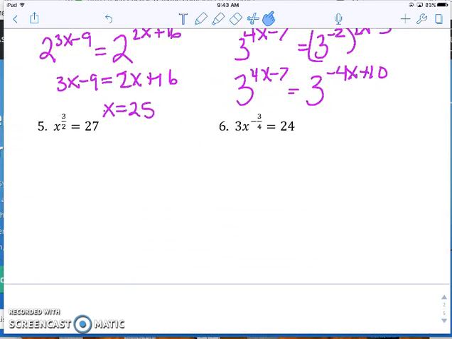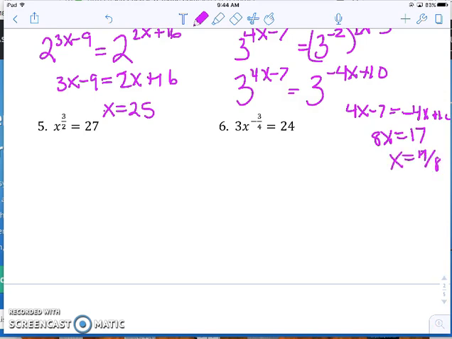So bases are the same. So now we have 4x minus 7 equals negative 4x plus 10. So if we solve this, let's see, so that would be 8x equals 17. So x equals 17/8.